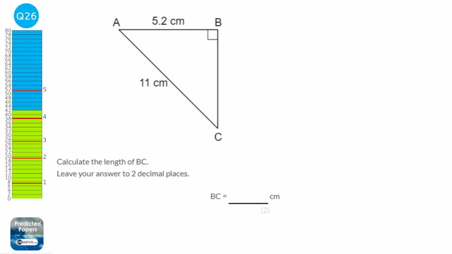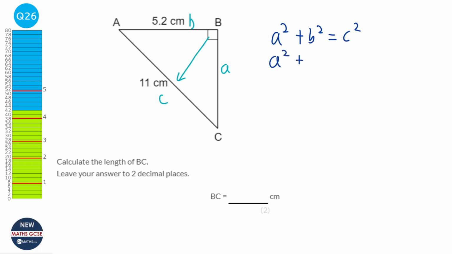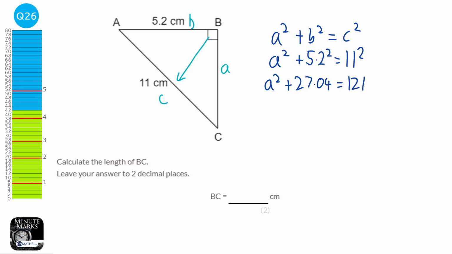It's going to be Pythagoras. And so for Pythagoras, I just label the sides A, B and C, but C must be the one opposite the right angle. And Pythagoras says that A squared plus B squared is equal to C squared. We don't know what A is squared, but we know what B is, which is 5.2, and we know C is 11. So when we do that, we get A squared plus 27.04 equals 121. And we just solve. So the first thing I'm going to do is take away the 27.04 from both sides.